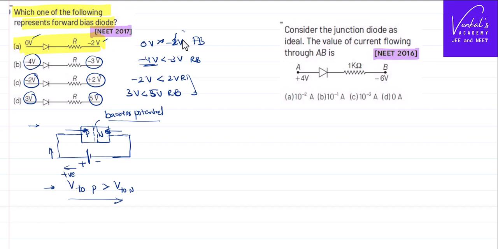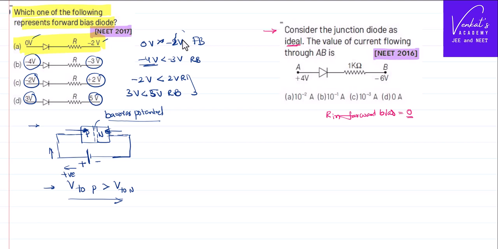What is the next question? Consider the junction diode as ideal. What do we mean by an ideal diode? The resistance in forward bias across the diode is 0. The diode is not offering any opposition to the flow of the current. What's the value of the current passing through AB?